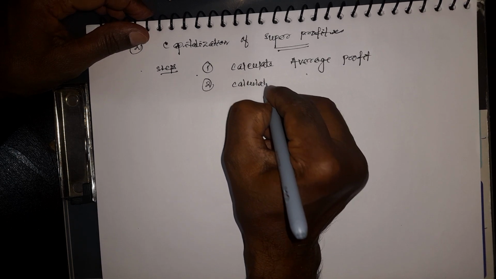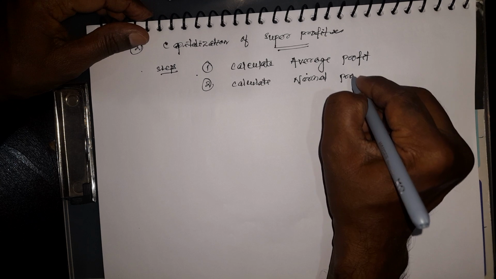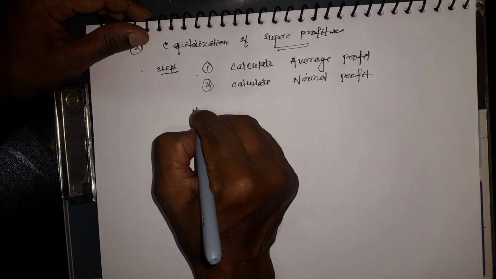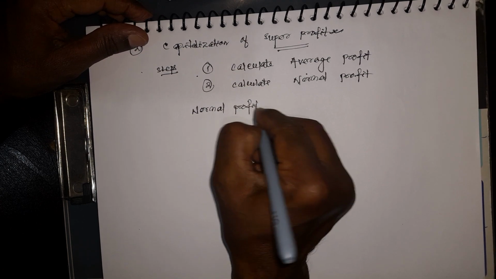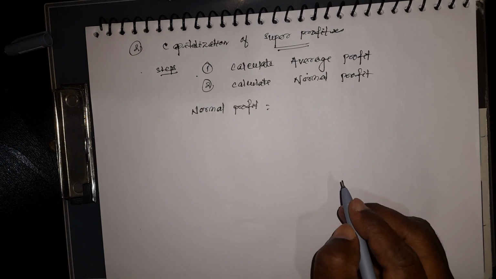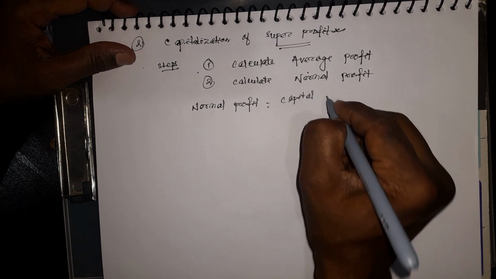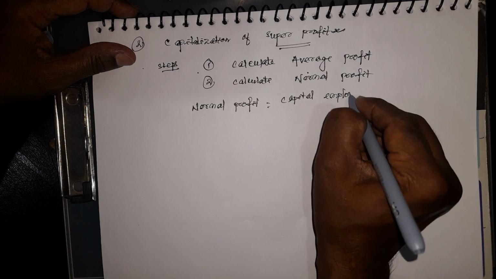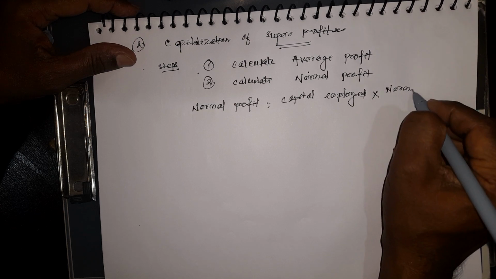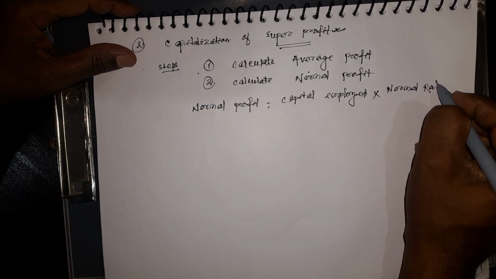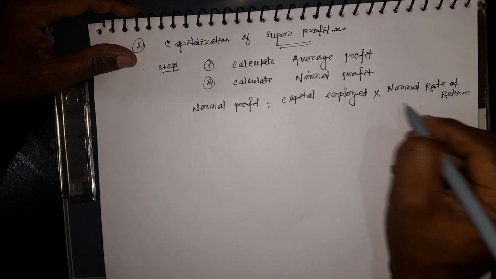Second step, calculate the normal profit. How will you calculate normal profit? Normal profit equals capital employed into normal rate of return by 100. Clear?